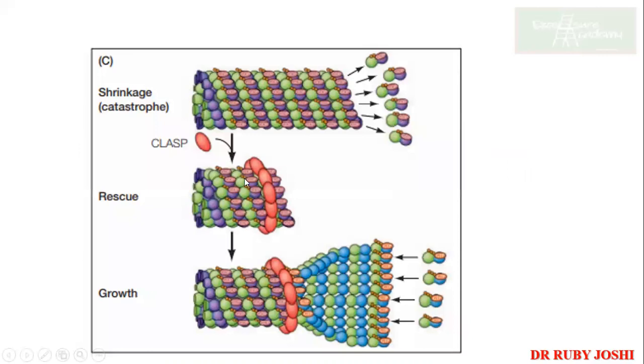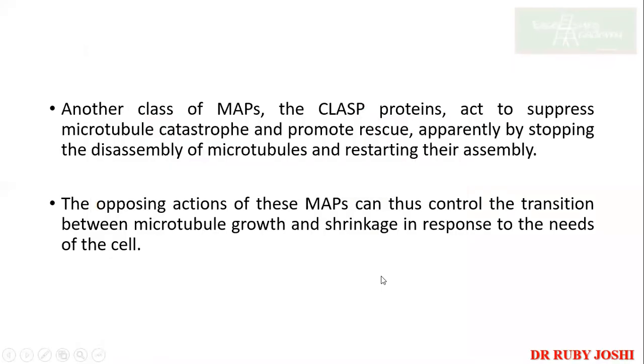Okay, for example, here all of a sudden this GDP bound catastrophic depolymerization is happening. So this class of protein will come, it will hold onto the depolymerized state of the tubulin and will help in further growth by bringing GTP bound tubulin molecules. Did you get it?